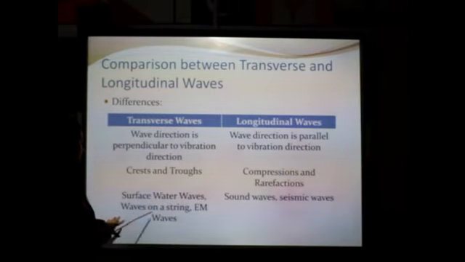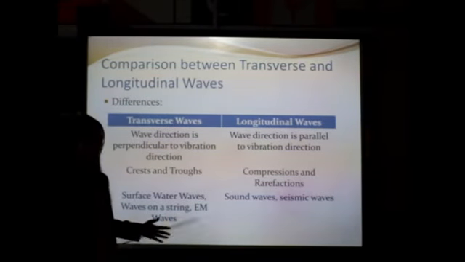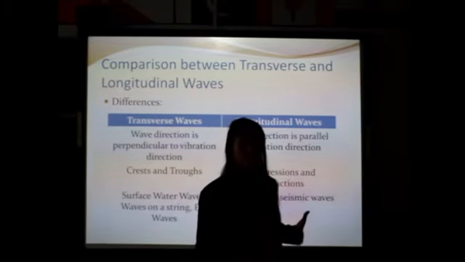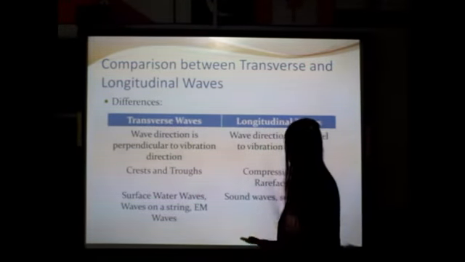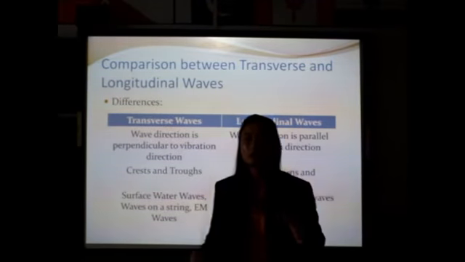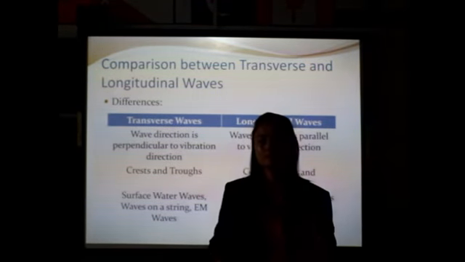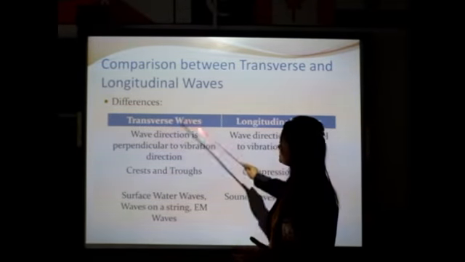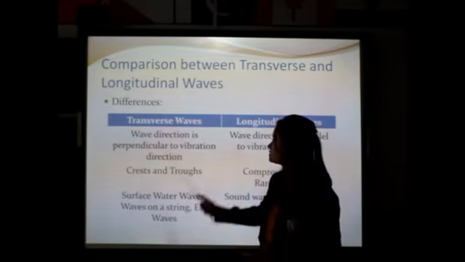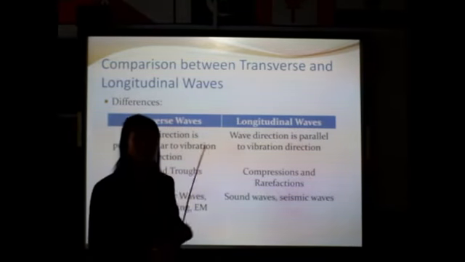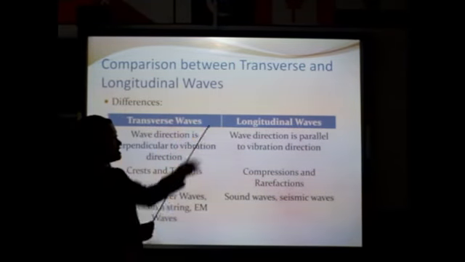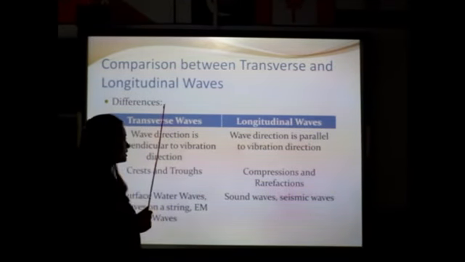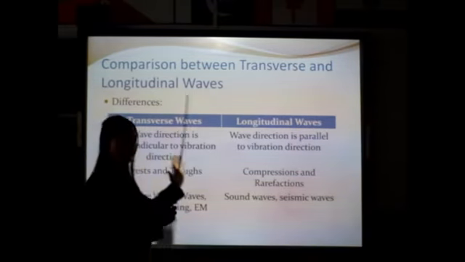Some examples: surface water waves, waves on a stream, and electromagnetic waves such as light waves are transverse. For longitudinal waves, sound waves and seismic waves, the waves of how an earthquake comes. So these are the differences. A transverse wave makes an angle of 90 degrees with the motion of the wave, whereas a longitudinal wave is parallel to the motion of the wave. I hope you understood what a transverse wave and a longitudinal wave are.